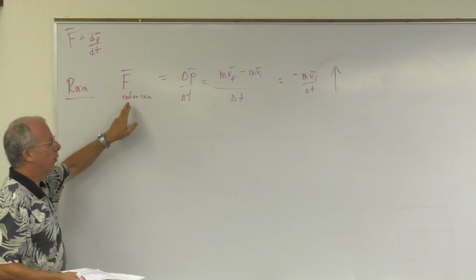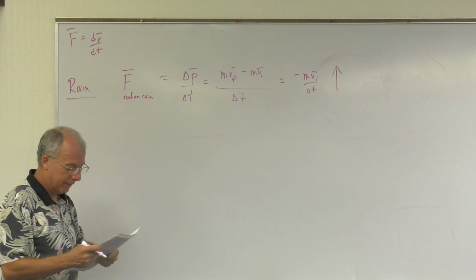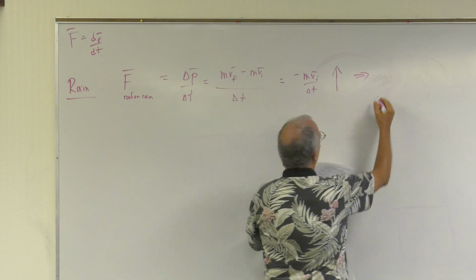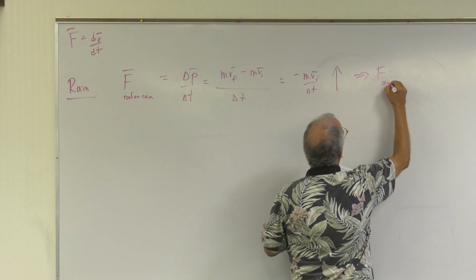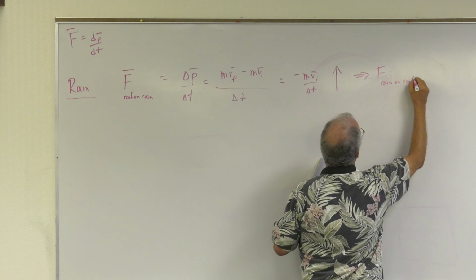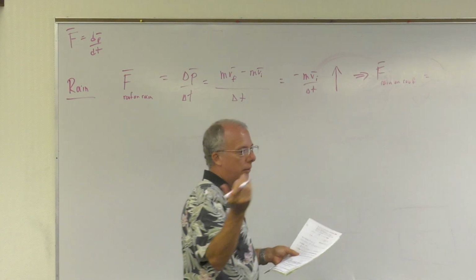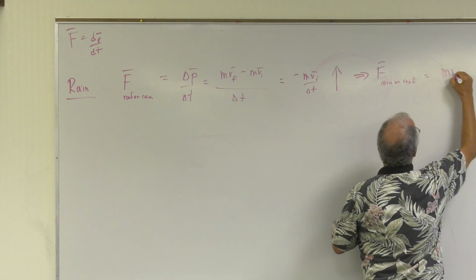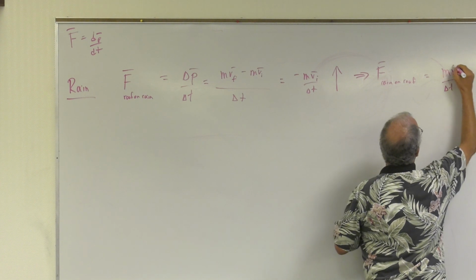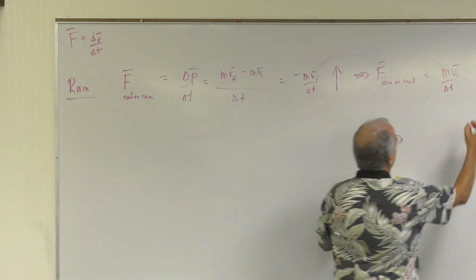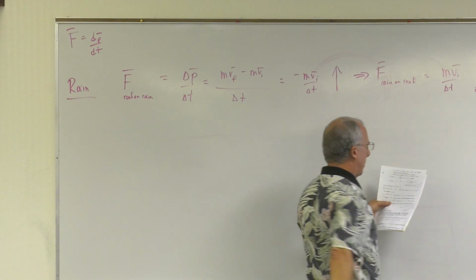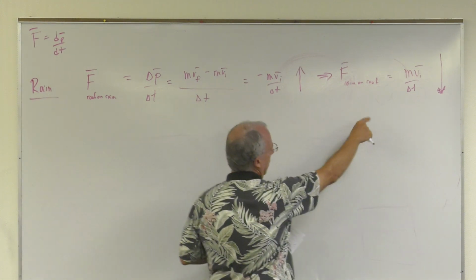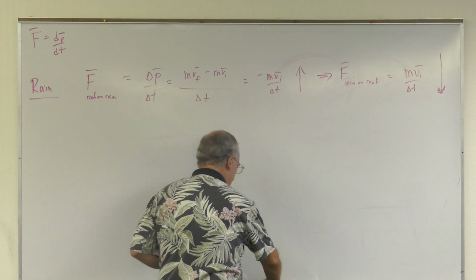It's the force that the roof exerts on the rain. That points up. Okay, so therefore, the force of rain on roof, which is the negative of that by Newton's third law, is just equal to mV initial over delta T, which points down. That should not be a big surprise right there, right? The force that the rain exerts on the roof is this way, and that's the magnitude. All right, awesome.